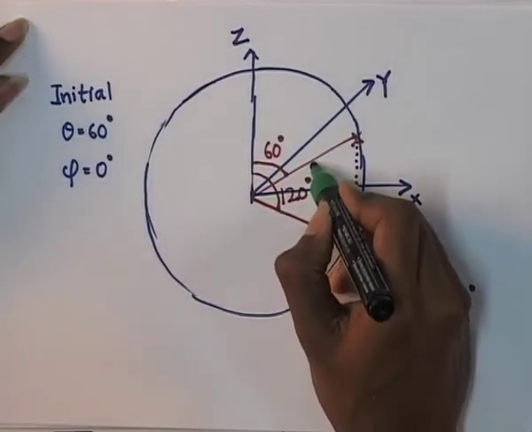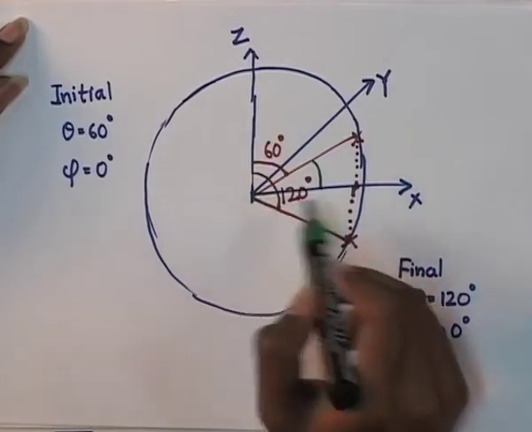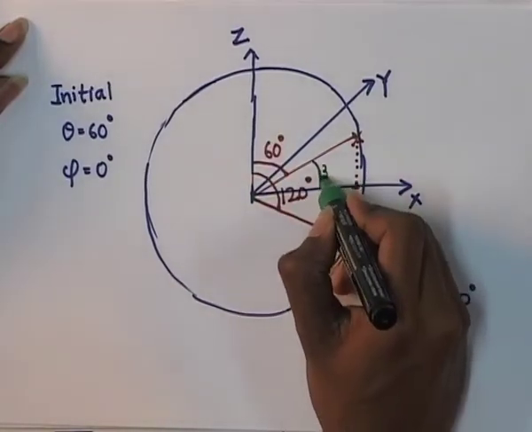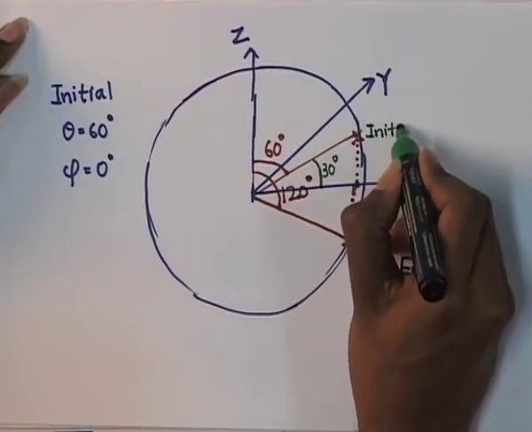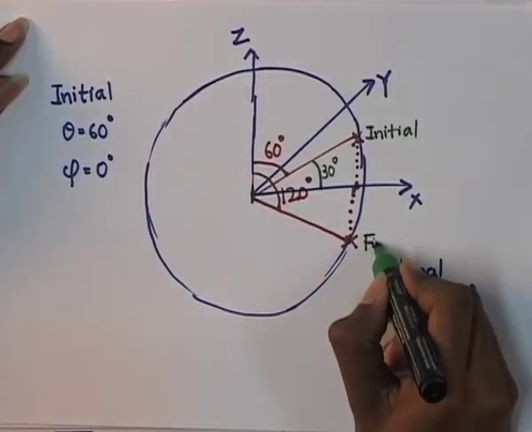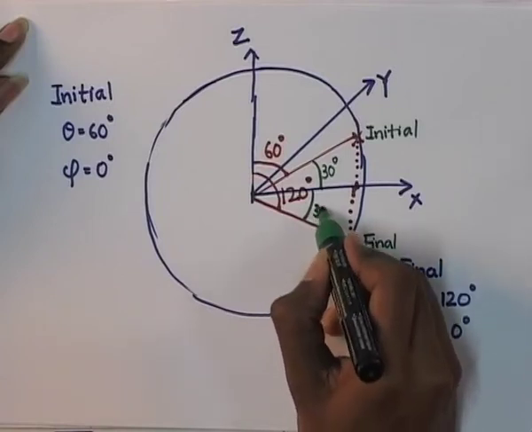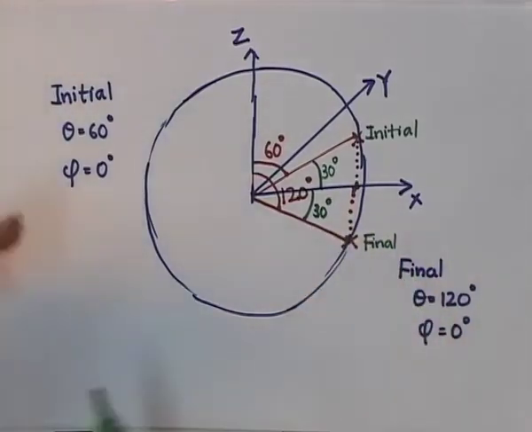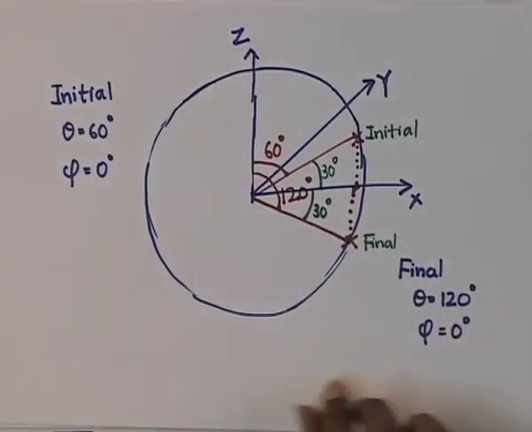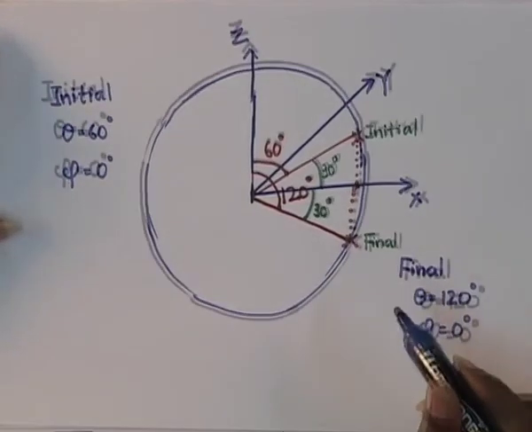So as this angle is 60 degrees and the angle between z axis and x axis is 90 degrees, we see that the angle made by the initial quantum state with x axis is 30 degrees and the angle made by the final state with x axis is also 30 degrees. So as we have plotted these states on the Bloch sphere, now we go to the options.